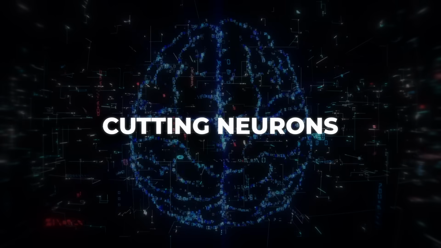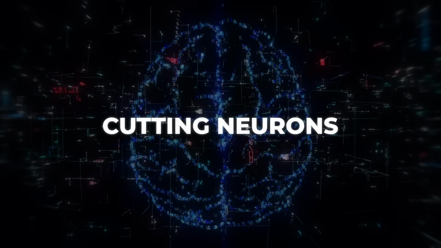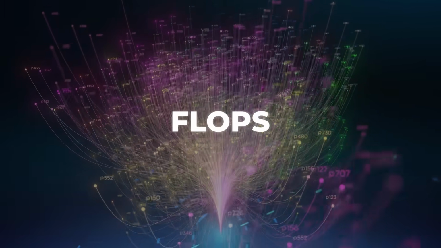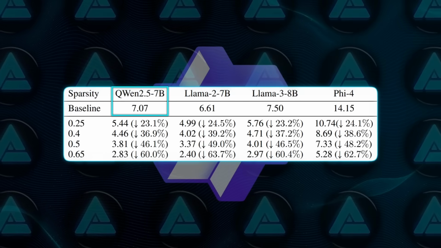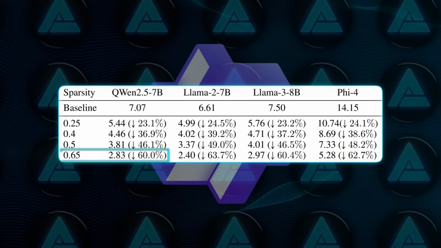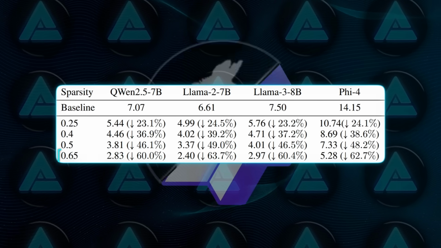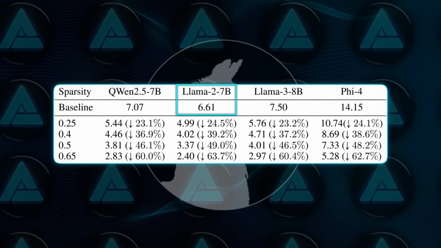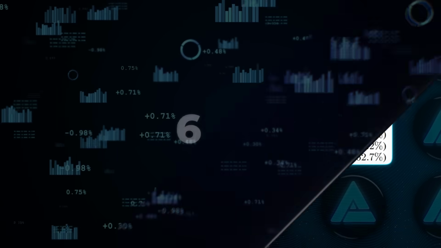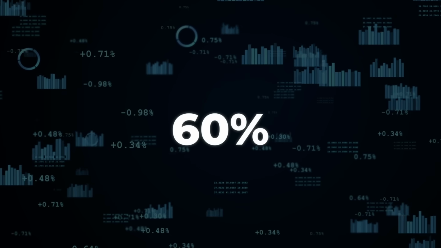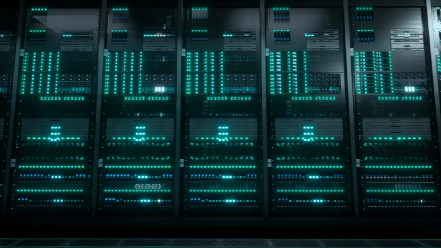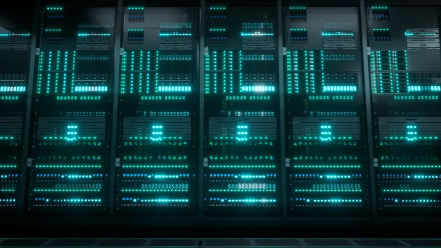Cutting neurons also slashes raw calculator work, measured in billions of floating point operations, FLOPs for short. At Qwen 2.5, the FLOPs fell from 7 billion down to 2.8 at 65% sparsity. Llama 2 dropped from 6.6 to 2.4, saving nearly two-thirds of the horsepower. All models hovered right around that 60% mark. In data center money, that is big. Same chatbot, roughly half the GPU bill.